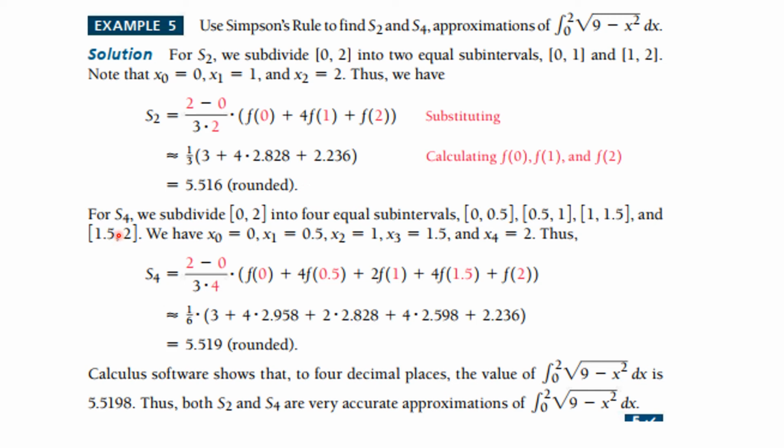Now for S4, we divide it into four subintervals. Again, we use the formula and we substitute in and we get this. Notice there's not a whole lot of difference between these two. So both S2 and S4 are very accurate approximations for this, because this is the exact answer. I shouldn't say exact. This is the approximate answer to 4 decimal places, and you can see you get really quite close to it with n not being too big of a number. That's very satisfying.